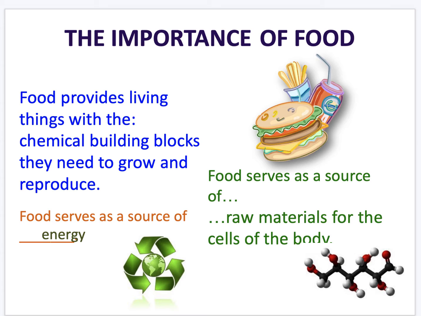The importance of food. Something is either an autotroph or a heterotroph. An autotroph is able to make its own food. If something cannot make its own food, then it is a heterotroph. It says food provides living things with the chemical building blocks they need to grow and reproduce. Food serves as a source of the raw materials for the cells of the body. And finally, food serves as a source of energy.